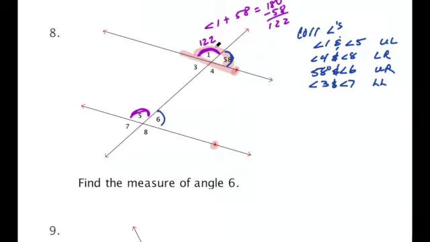So that just means that every single angle on this is either going to be 58 or it's going to be 122. If it's an acute angle, it's going to be 58. If it's an obtuse angle, it's going to be 122. And so that's the general idea of this. Now, this specific problem is asking for angle 6. Okay.